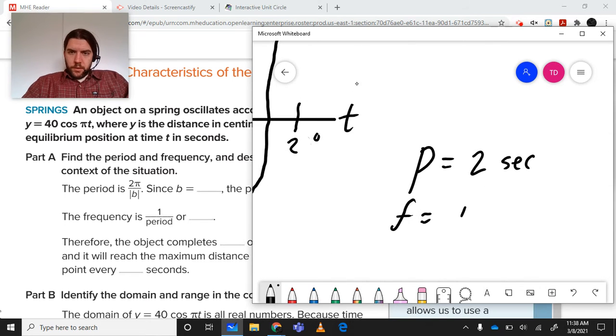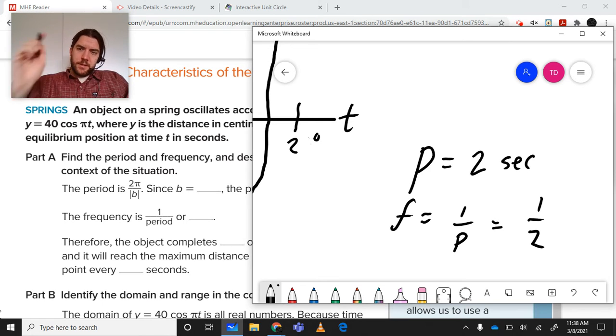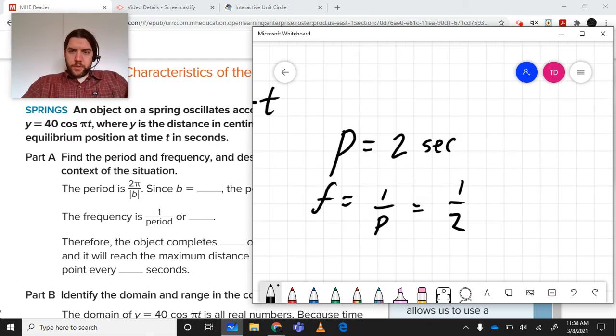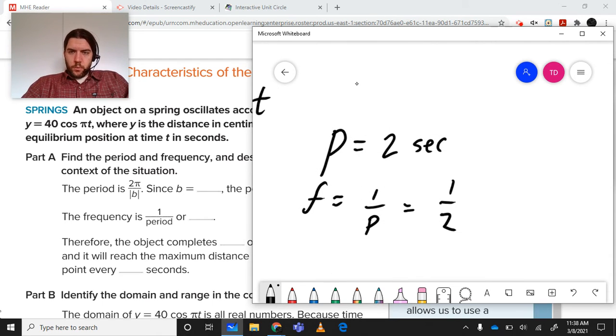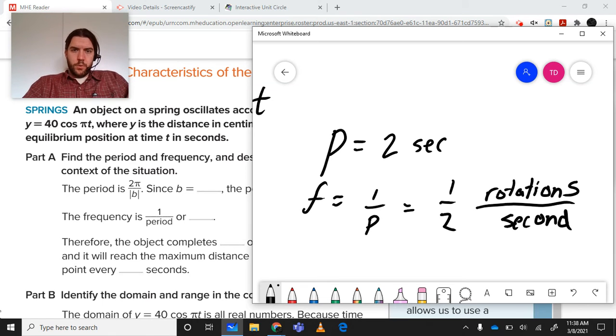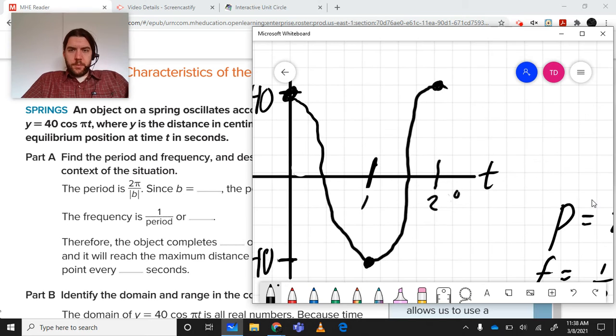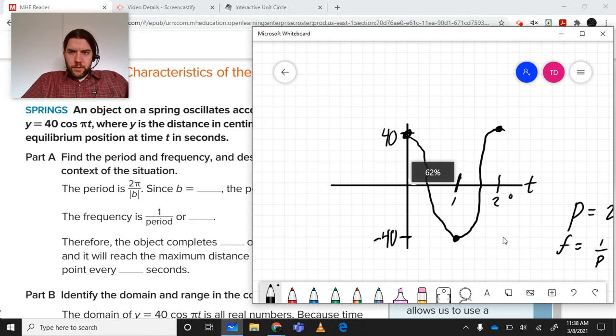A different way of saying that is it's always 1 over the period. In this case, it's 1 over 2 is my frequency. Every second I do half a rotation. So frequency is going to be 1/2 rotations or cycles, whatever word you want to use, per second. Those are the units of frequency: number of events per second. The period is how many seconds it takes for 1 full cycle to be completed.